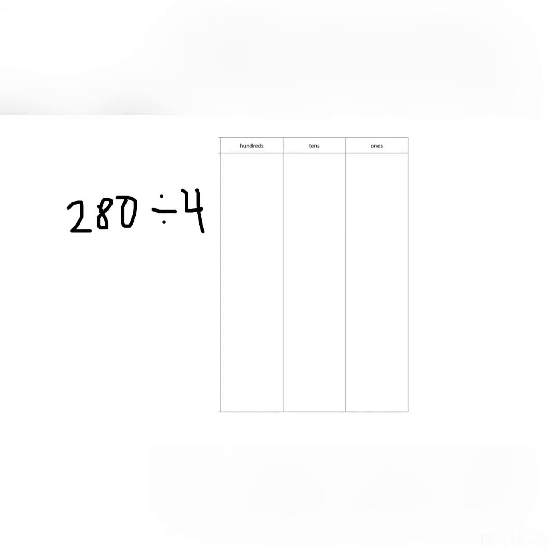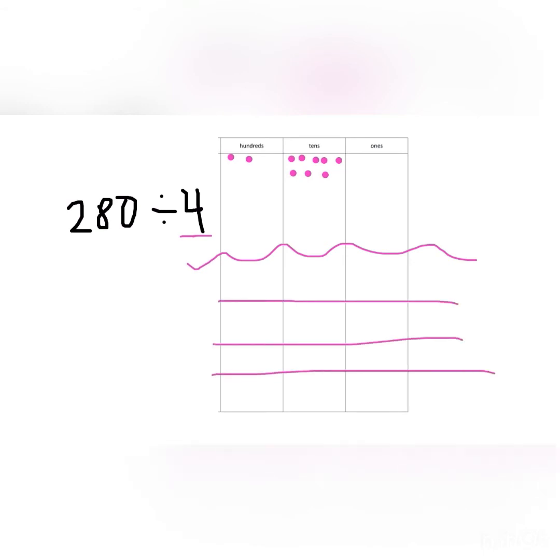Our first step is to draw our discs that represent the numbers in each place value. In the number 280, I have 2 hundreds, 8 tens, and I have no ones. I'm going to draw a squiggly line to separate the dots I drew from the ones I'm going to draw. My next step is to draw 4 horizontal lines because we're dividing by 4.